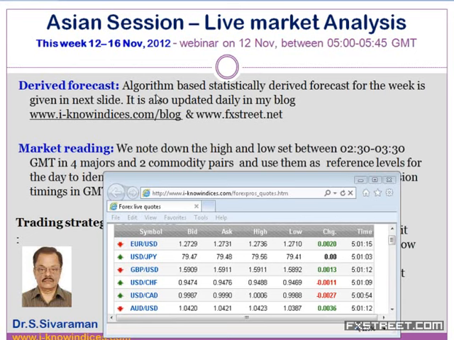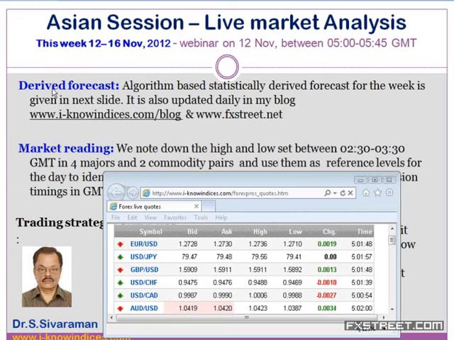So the derived forecast is based on a sequential statistical analysis, which is in a position to give the expected market moves on a daily basis and also for the week. So I am doing the update of the live market forecast on a daily basis in iknowindices.com/blog and also fxtrade.net. So there you will be able to see the daily expected market moves, and you can also use it as one of the inputs for your understanding of the market besides your own system of analysis.